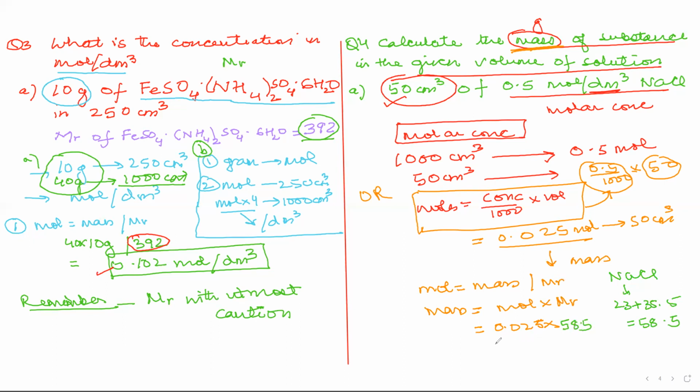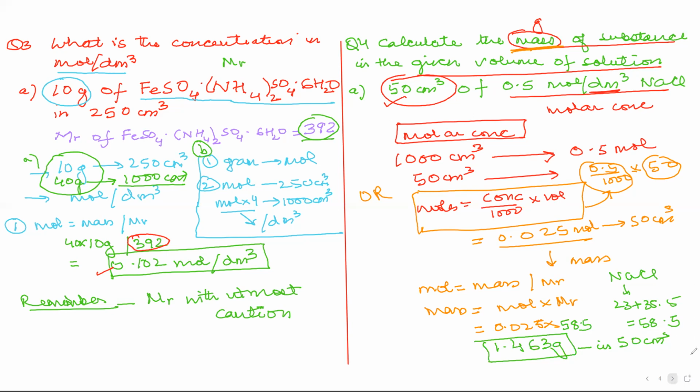When you compute it, I'm getting the answer 1.463 grams. When we multiply the number of moles with Mr, these many grams will be present in 50 cm3, which I'm drawing out of the concentration of 0.5 mole per dm cube of NaCl. So these are the steps.